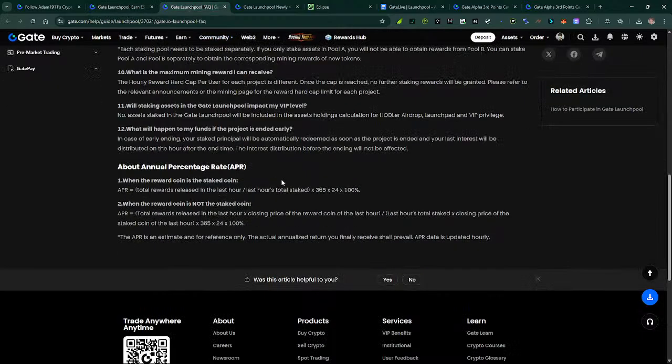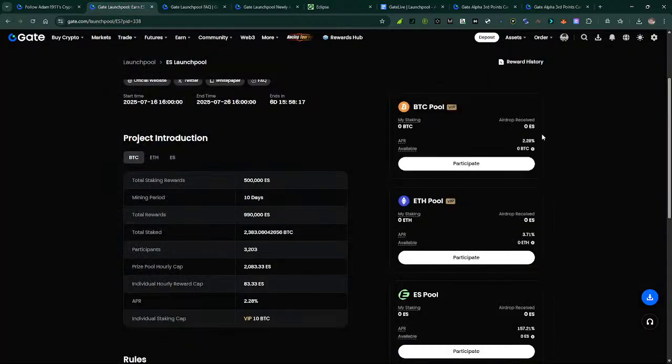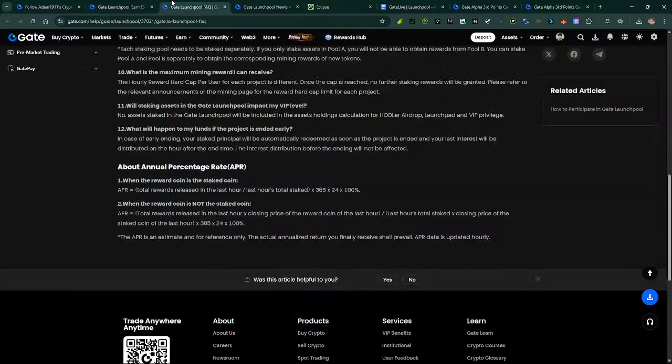So the APR is an estimate, and for research only. The actual annualized return you finally receive shall prevail. APR data is updated hourly. So when you see changes in APR, don't freak out, because it will change based on the participant count, the remaining time. There are multiple factors as well. So based on these scenarios, the APR is going to be changed hourly. Be sure to remember that.